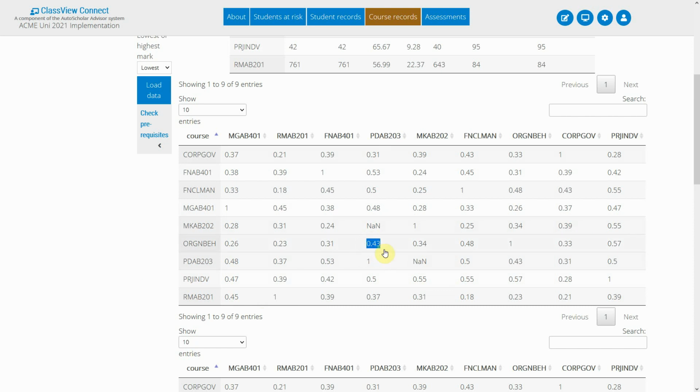So are the students who are doing relatively well in the one course, are those students also doing relatively well in the other course? And the same in reverse for the underperforming students. So this gives us a good indication about consistency across our courses.